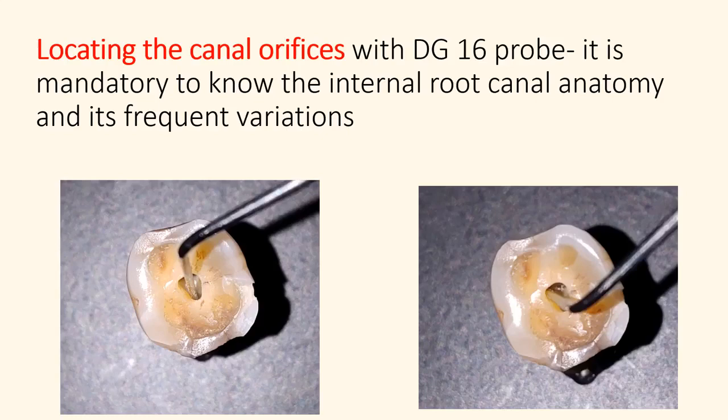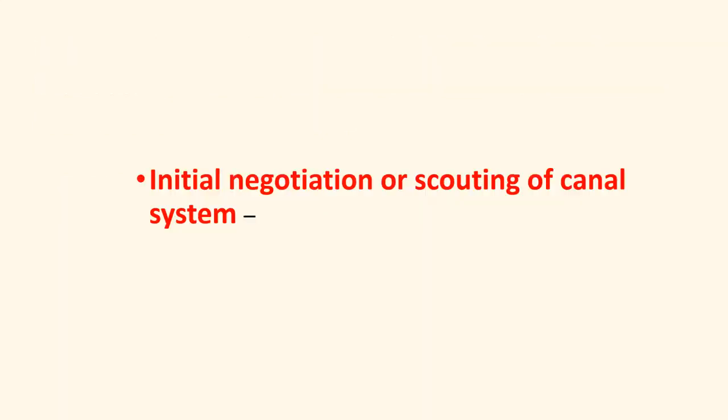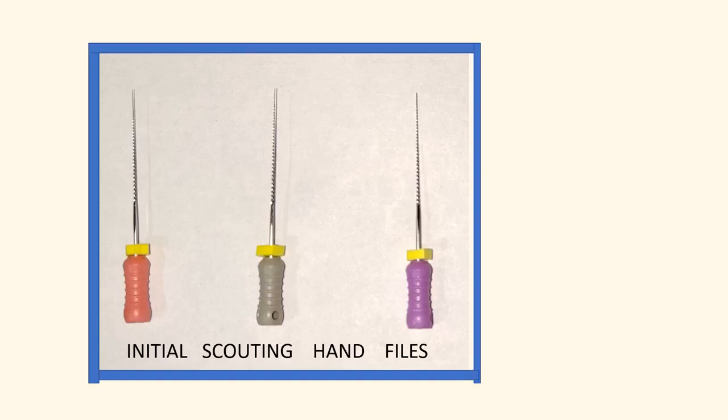Next step is locating the canal orifices with the DG16 probe. It is mandatory to know the internal root canal anatomy and its frequent variations to effectively locate the canal orifices. That means the location of the orifices and number of orifices present in the tooth. Next step is initial negotiation or scouting of the canal system. These are my initial scouting hand files number 6, number 8 and number 10 K file.